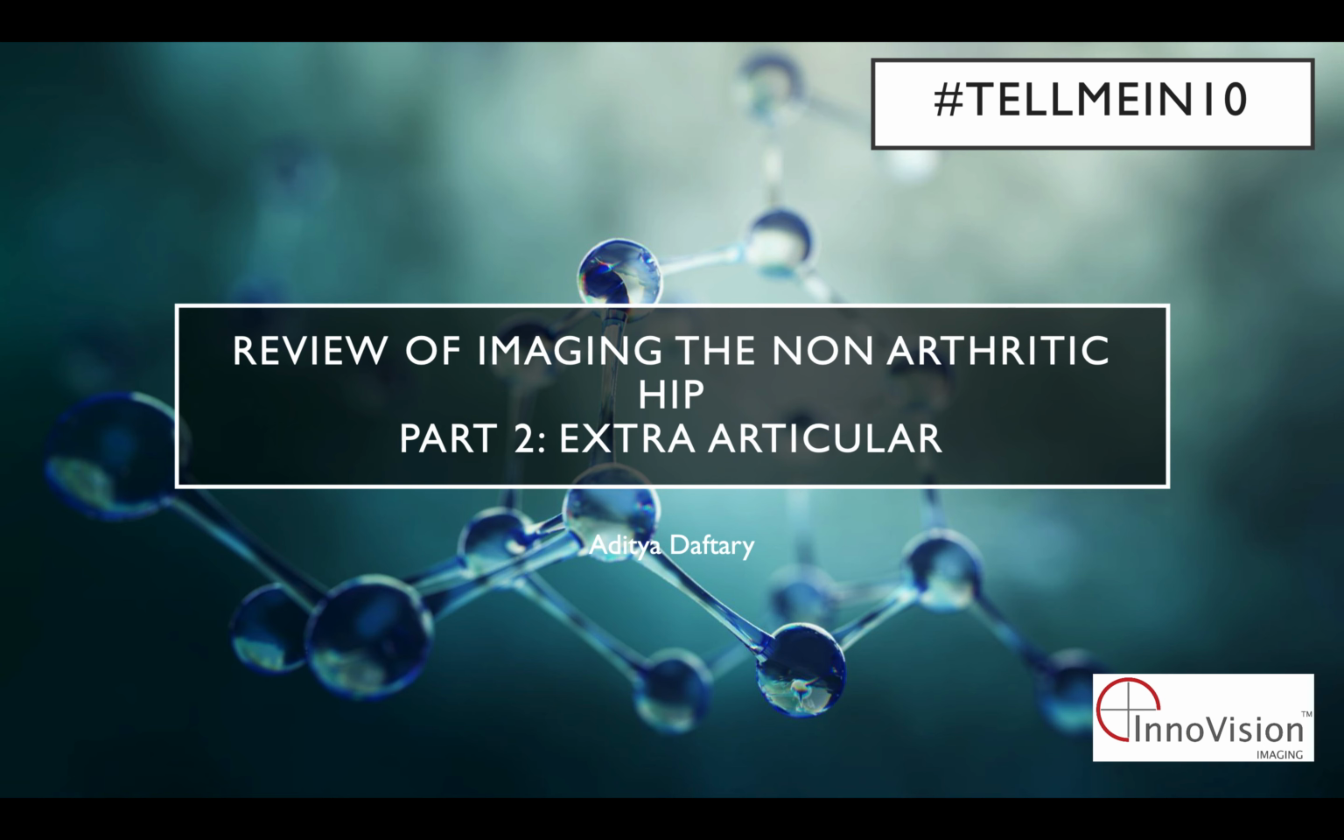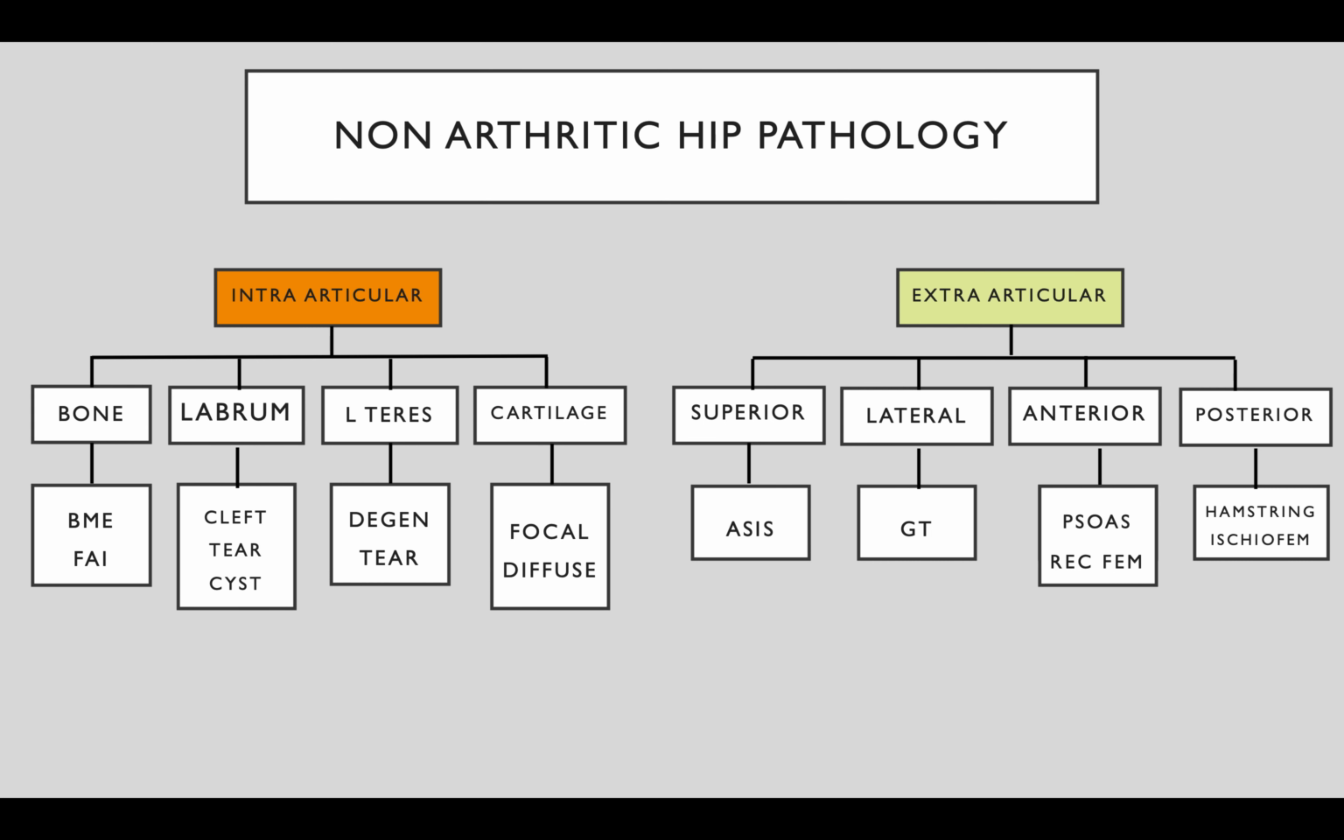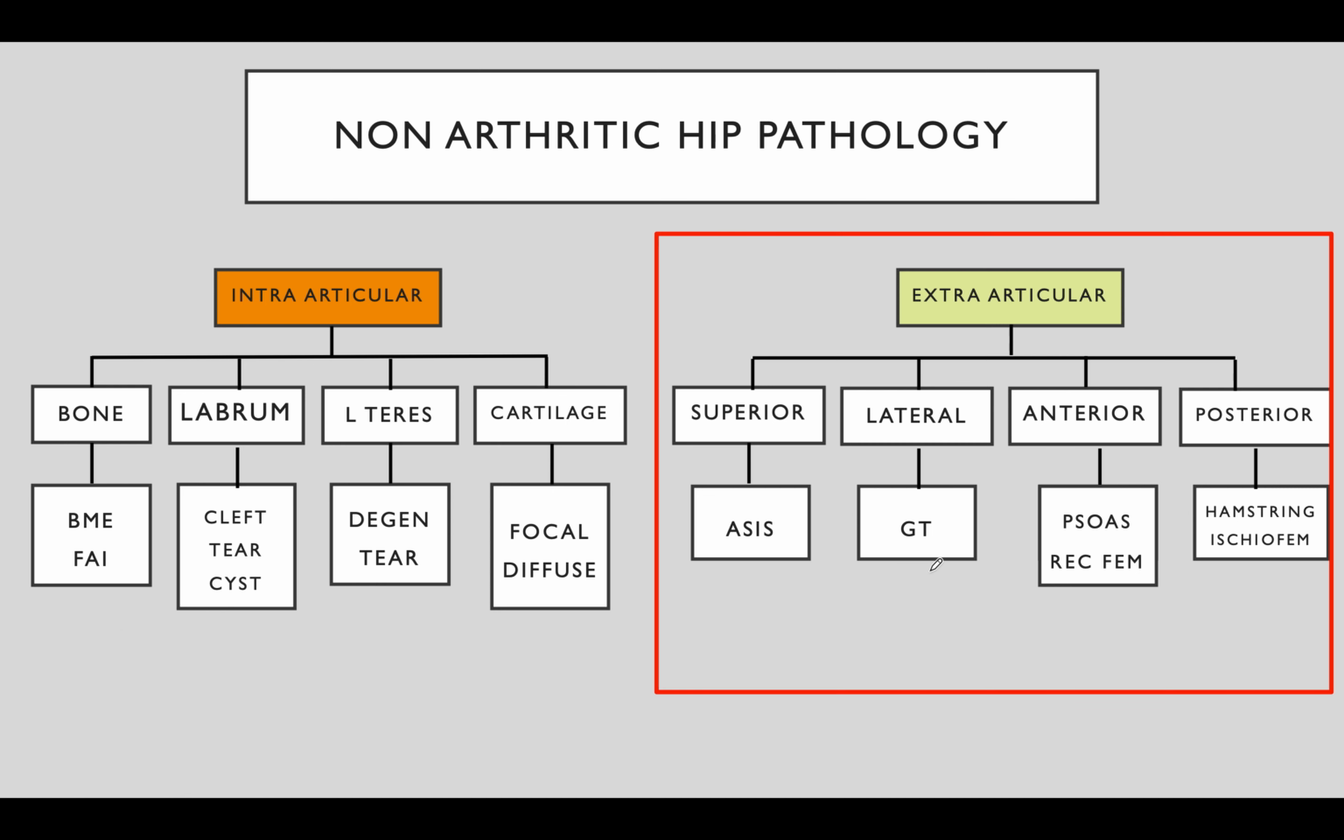Part of our two-part series on review of imaging the non-arthritic hip, and we will be talking primarily about MRI. So we already went through some of the causes of intra-articular hip pathology, and today we will focus our attention on the extra-articular area. Now when we think about the extra-articular hip, we think about four areas: the superior portion, the lateral portion, the anterior portion, and the posterior portion.